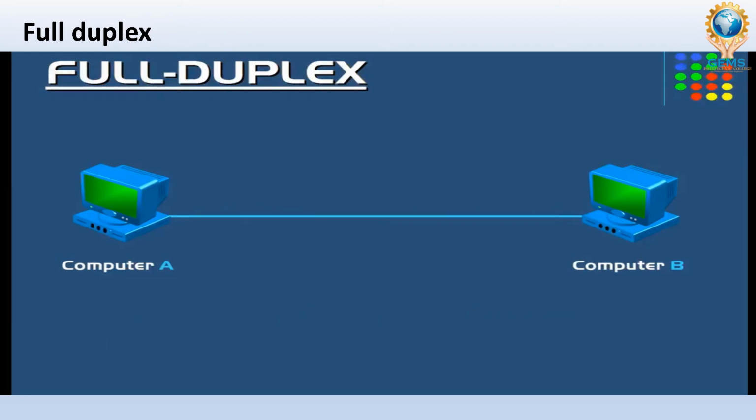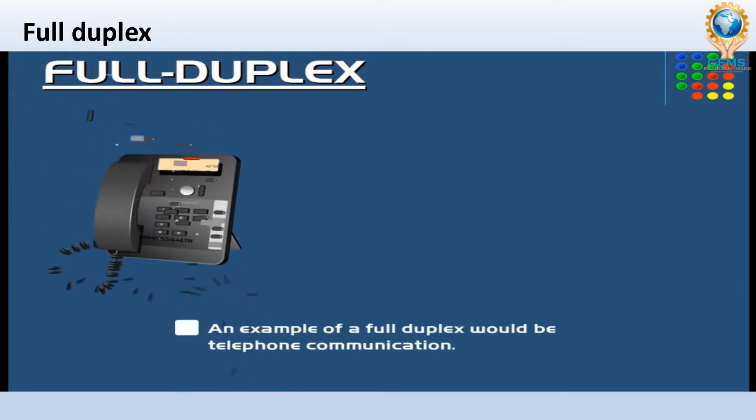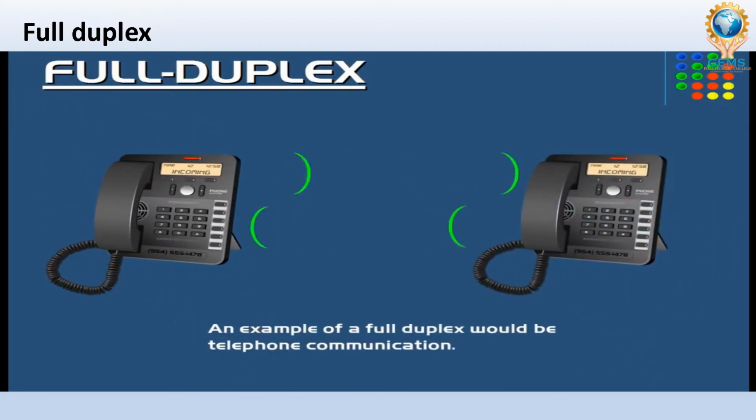As an example, we can take the telephone or mobile phone that we use. It is a good example of full duplex. When we talk and connect to another telephone, voice comes from both sides at the same time. So this is an example of full duplex. It communicates on both sides, sending data at the same time to both sides.